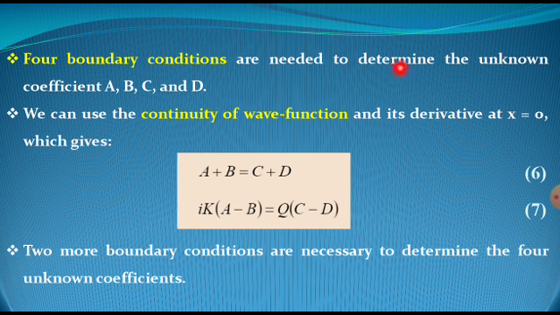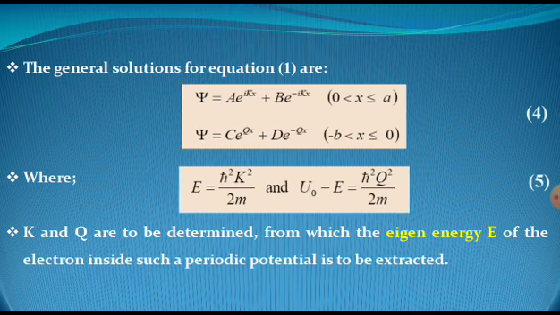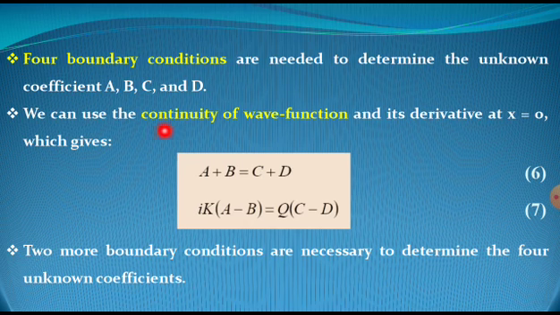Four boundary conditions are needed to determine the unknown coefficients A, B, C and D. Here you can see the four constants are there, A, B, C and D. We know the wave function. Now when we determine these four constants, we can easily identify k and q. So we can use the continuity of the wave function and its derivative at x equals 0, which gives these very simple relationships. A plus B is equal to C plus D, equation number 6. i k (A minus B) is equal to q times (C minus D), which is your equation number 7.